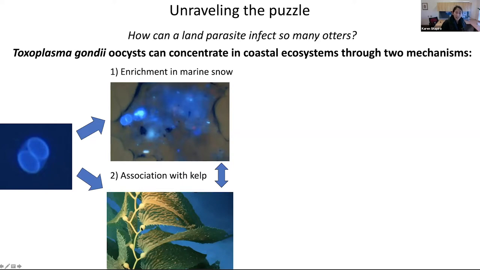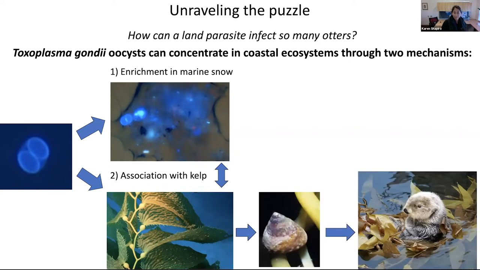The more of these healthy kelp fronds that you see, the more TEP, the more marine snow. So you have this kind of positive reinforcing loop cycle here that helps concentrate and entrain the toxoplasma oocysts exactly where sea otters live. And once the toxoplasma is present on the kelp, you can see the snails now are very efficient vectors and they can transmit the parasite to any suspecting sea otter that eats them.